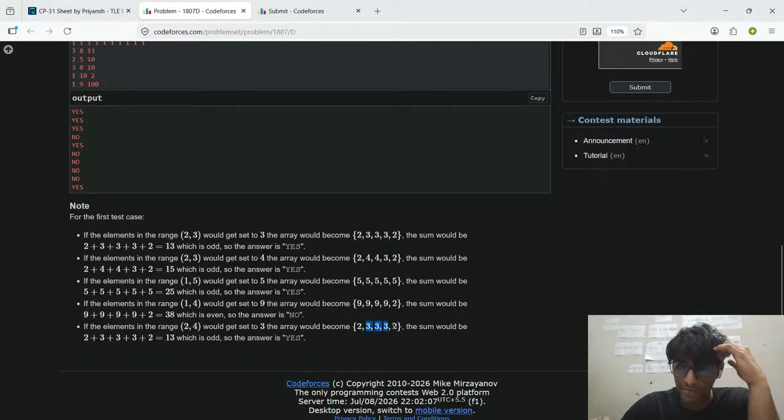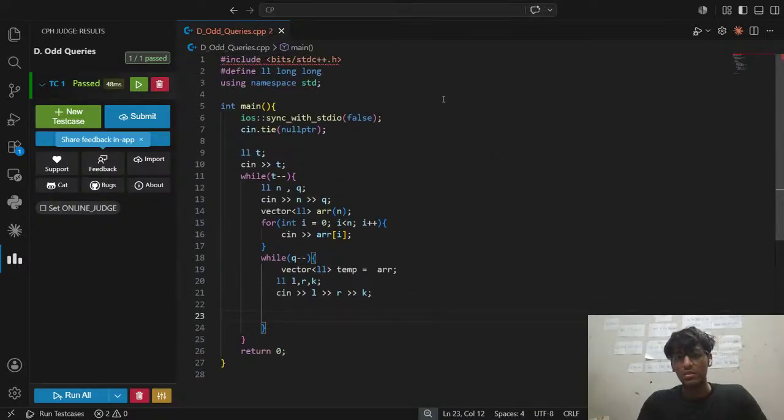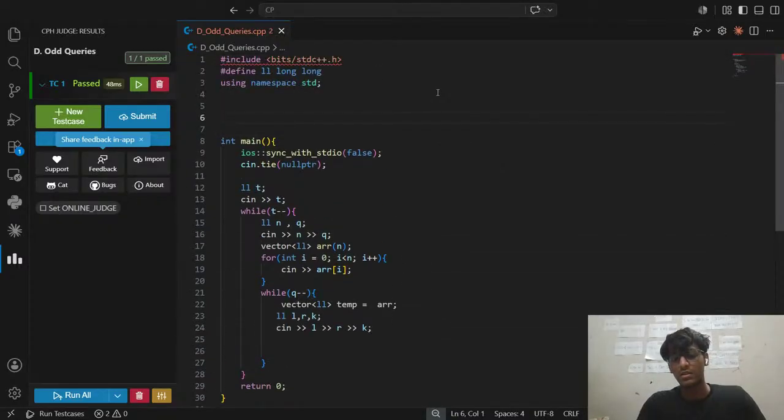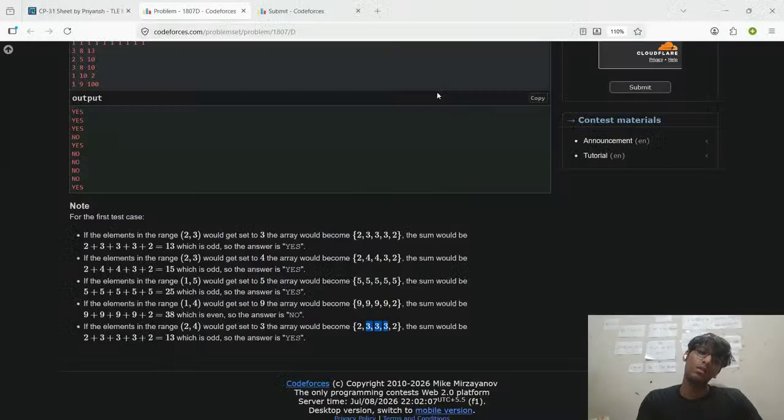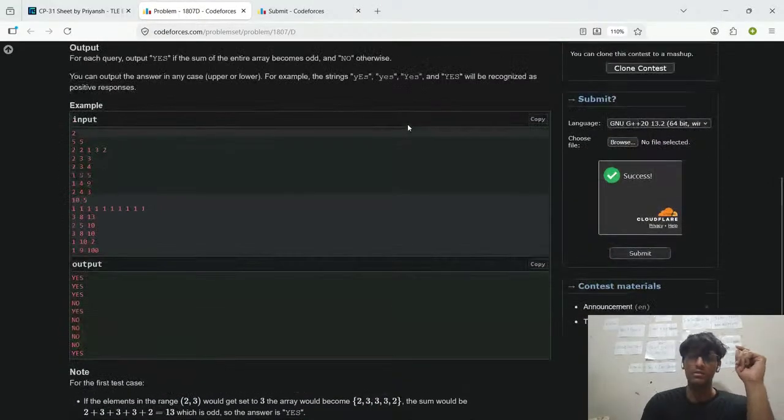Now the problem comes that the thinking process of the solution is: if the number of odd characters in the array is odd, then we get yes. Now the big question is how will we do that. We will mostly play with 1 or 2 arrays. I'm quite sure of that.